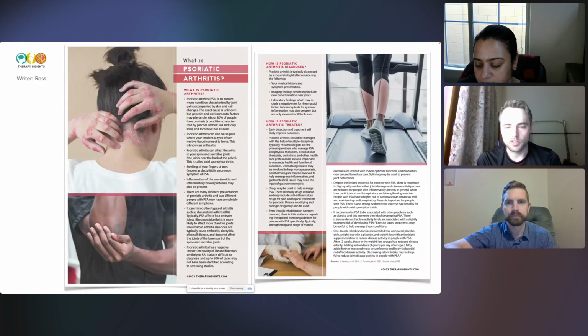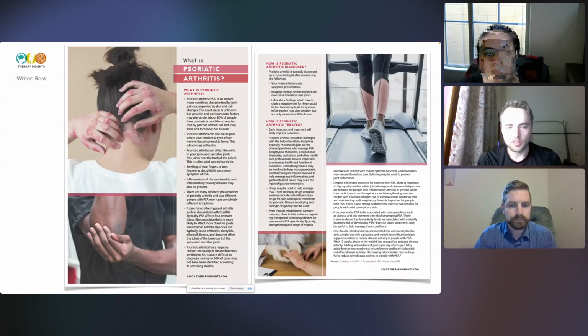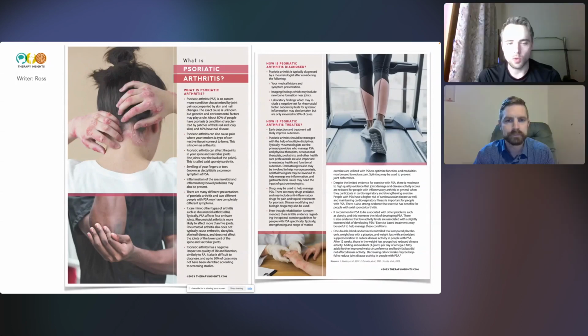ankylosing spondylitis. And there is a lot of overlap in some of the symptom presentation between the two disorders as well. And so it can affect the sacroiliac joints as well. It can cause swelling of the fingers and toes as well, and uveitis or inflammation of the eyes, or inflammatory bowel problems as well.